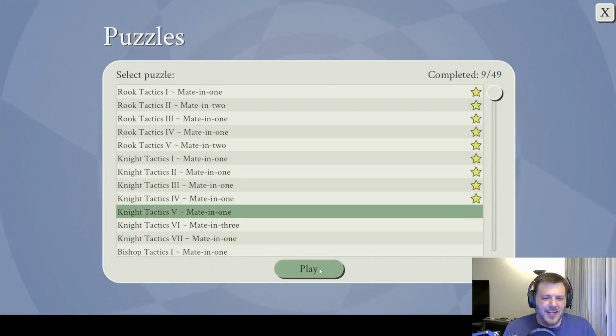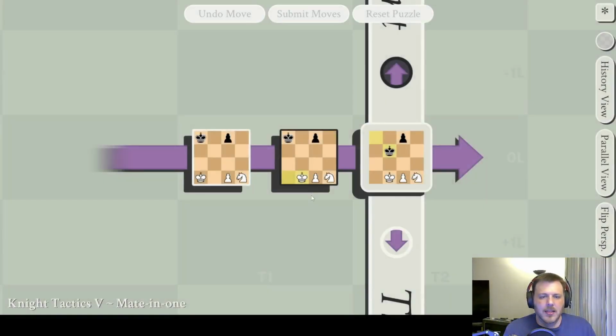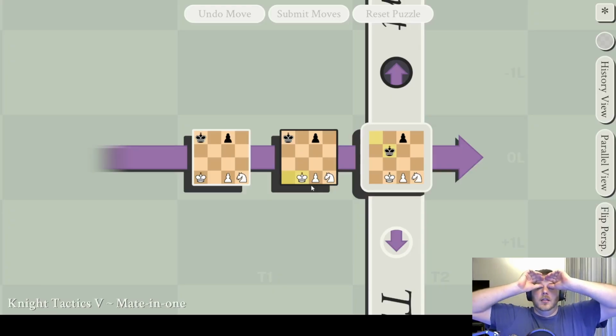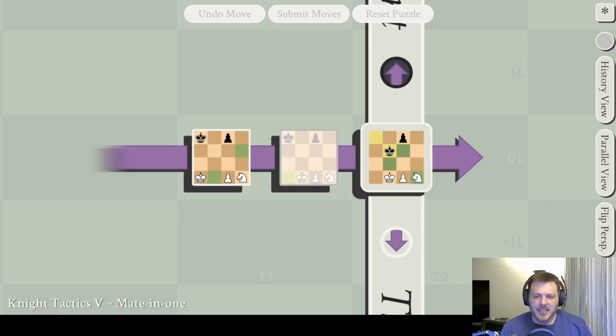Interesting. Another mate in 1 for Knight Tactics. So I'm probably creating a split again. I'm probably jumping back in time. Or creating a situation where I can jump back in time. Here. It's defended by the pawn. Here I can be captured. This is a mate in 1.